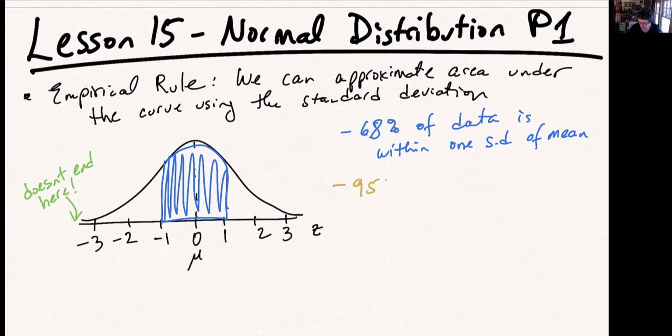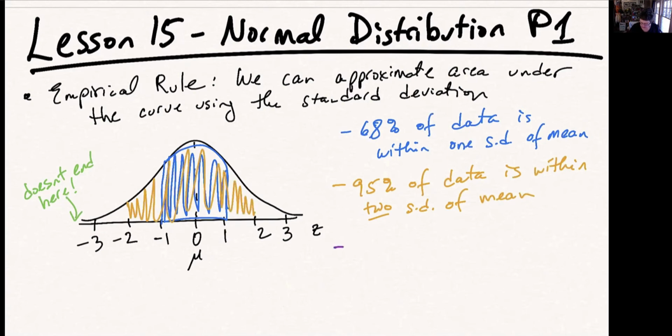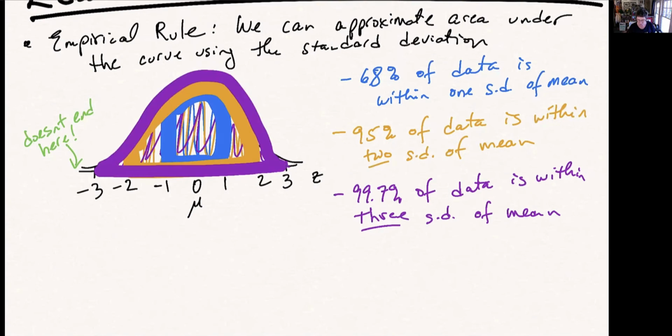We also know that 95% of the data is within 2 standard deviations, so that's this here. Finally, 99.7% of data is within 3 standard deviations. That's the first part of the empirical rule. What we also get out of the empirical rule is how the term unusual is defined. It tells us that anything beyond 2 standard deviations is unusual.